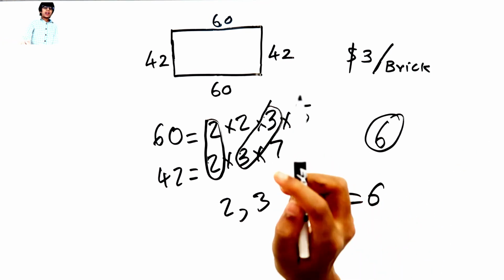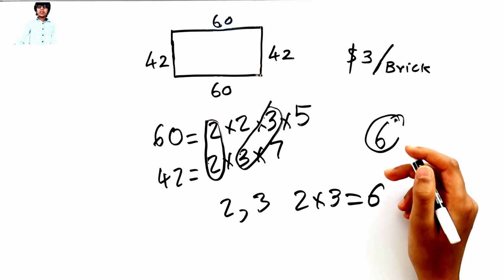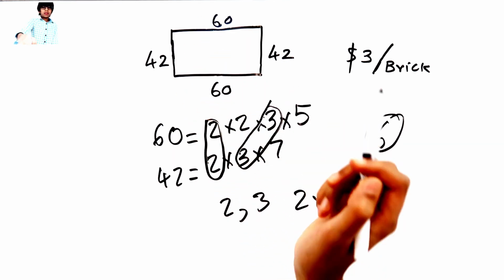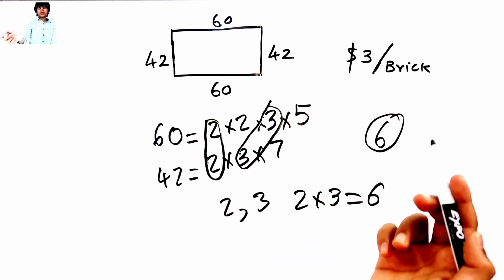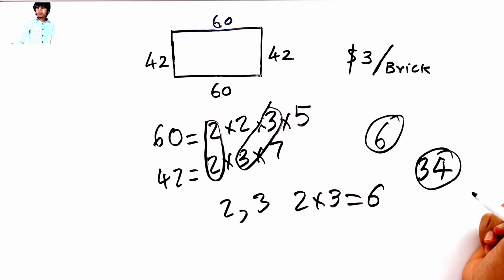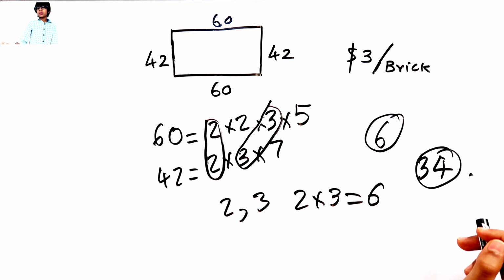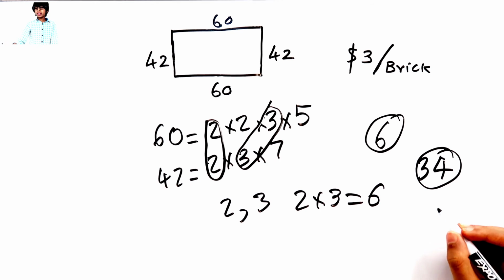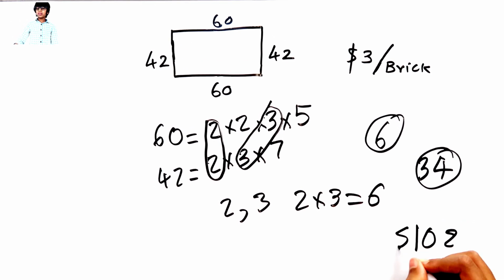Now let's find how many bricks I would buy if I chose the length of 6. So 60 gives 20 and 42 gives 14. 20 plus 14 is 34. I'd buy 34 bricks. Now let's see how many dollars I would spend. So 34 bricks, $3 each brick. I would spend $102.